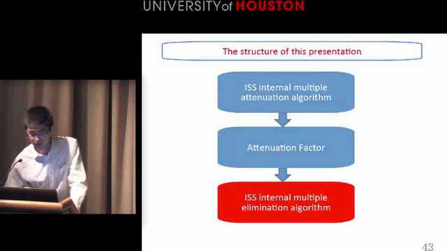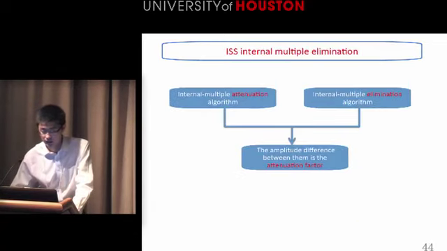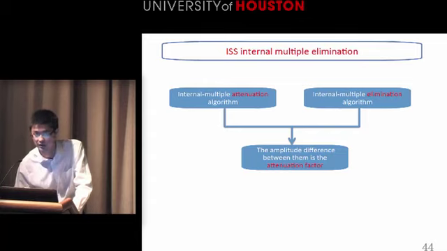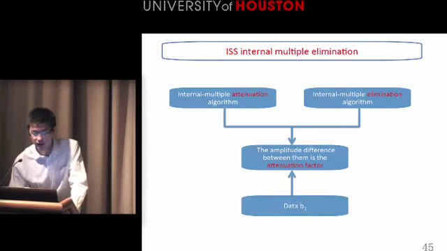And then I will show how to get the internal multiple elimination algorithm. We have discussed that the amplitude difference between the attenuation algorithm and the elimination algorithm is the attenuation factor. So if we can remove the attenuation factor in the attenuation algorithm, we can make the algorithm an elimination algorithm. And at the same time, we want to remove the attenuation factor in terms of the data.